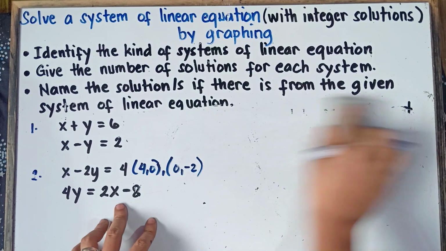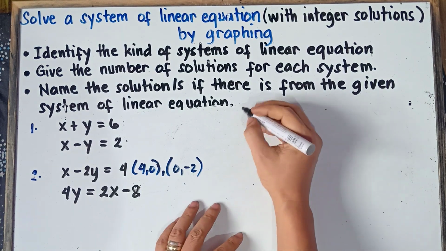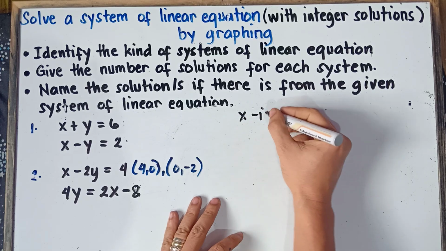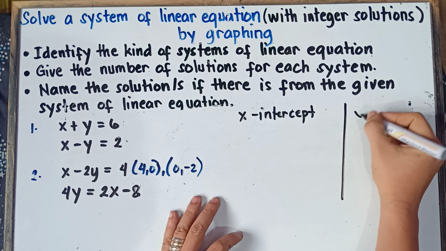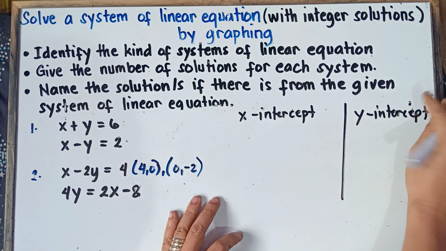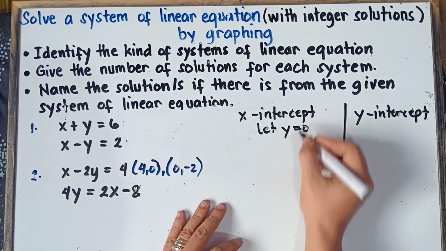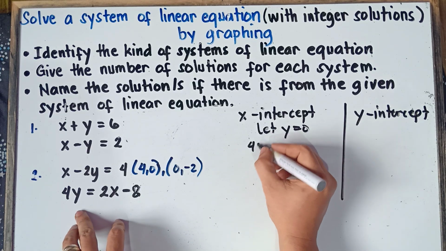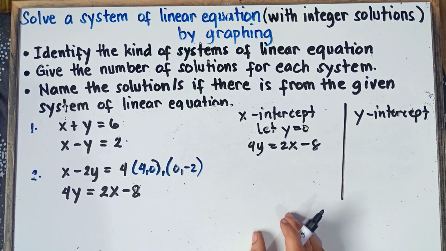Alright, so how about this one? Once again, use x and y intercept. Let's do that. So x-intercept. Alright, and then y-intercept. Alright, so to get the x-intercept, let y equal to 0. So the equation, we have 4y equals 2x minus 8. So to get the x-intercept, let y equal to 0.